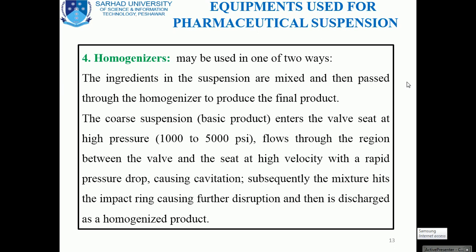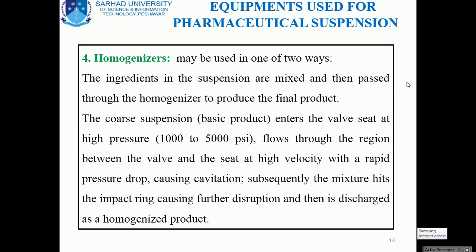And that coarse suspension, with the high pressure developed, 1000 to 5000 psi, flows through the region between the wall and the seat at high velocity. With a rapid pressure drop, it causes cavitation. Cavitation means bubble formation, and subsequently the mixture hits the impact ring, causing further disruption, and then is discharged as a homogenized product.